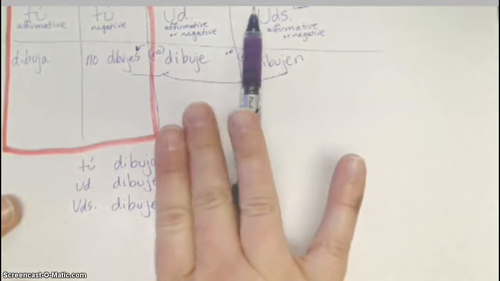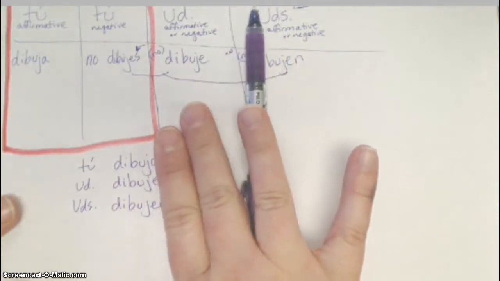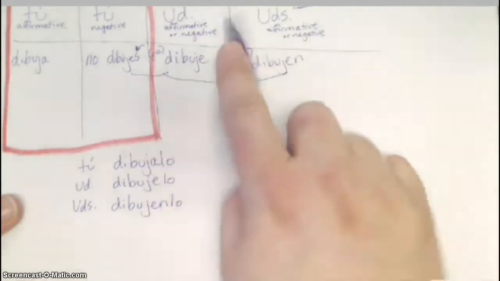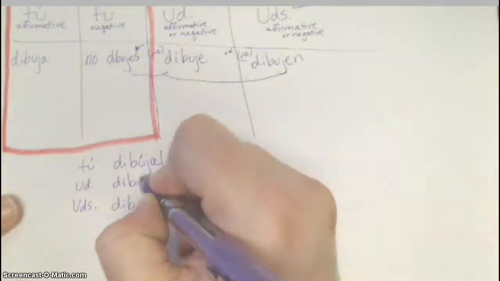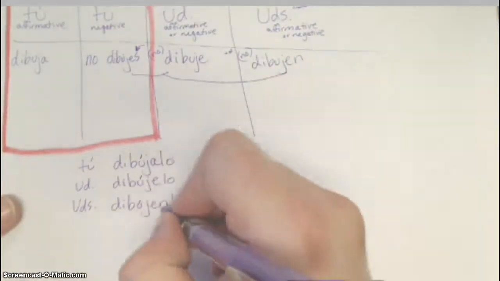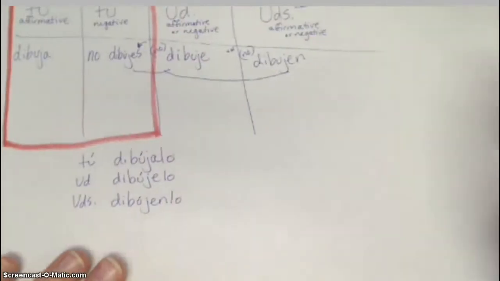So if I cover these up, dibuja, where do you hear that stress? Dibuja, I hear it on the U. And same thing here, dibuje, dibuje. So accent, accent, accent. Again, it's also cha-cha-cha, 3 back. Boom, boom, boom, boom. Boom, boom, boom. There we go. So dibújalo, dibújelo, and dibújenlo.